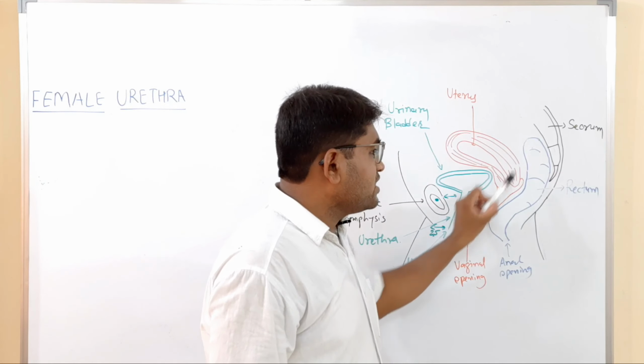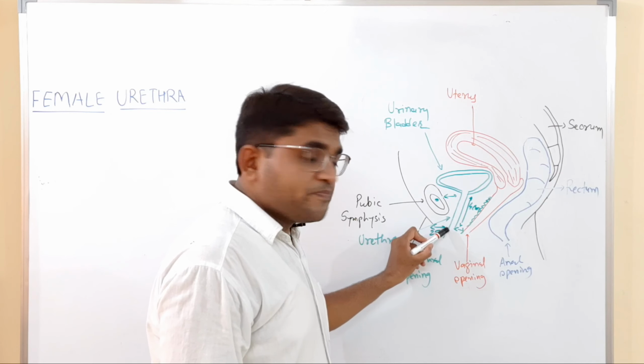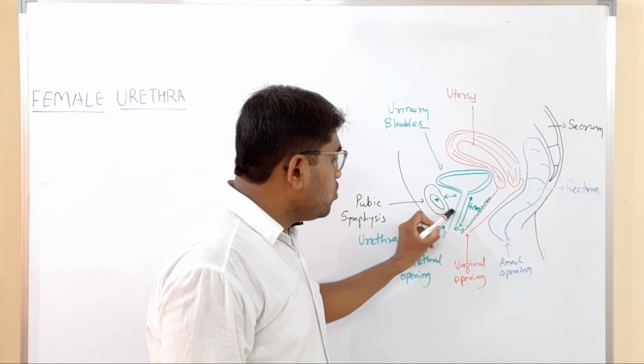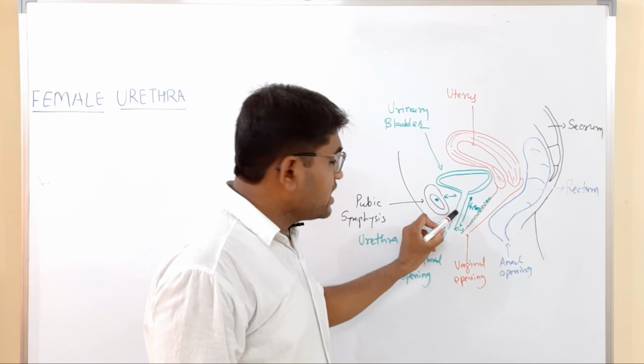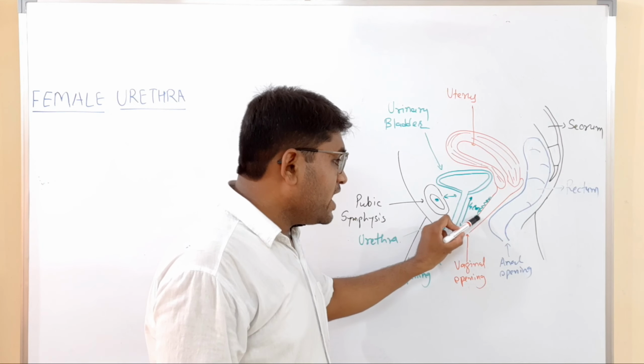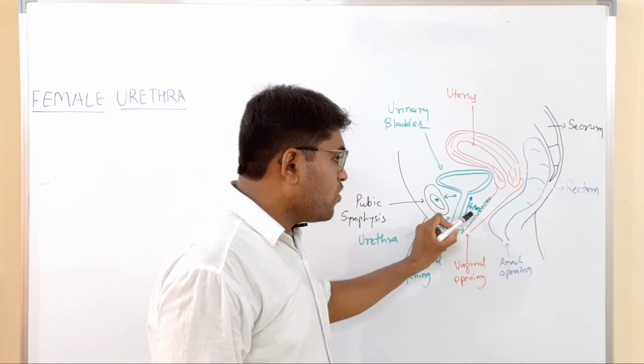So here the urethra starts, and then it runs downwards and anteriorly. Behind the lower part of the pubic symphysis, it is embedded into the anterior wall of the vagina. So it starts as the internal urethral orifice at the neck of the urinary bladder, then runs downwards and forwards behind the lower part of the pubic symphysis and is embedded into the anterior wall of the vagina.